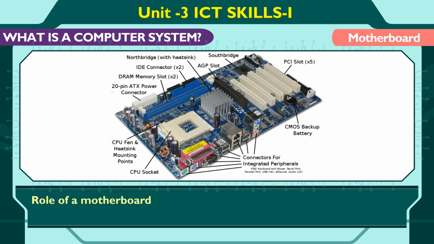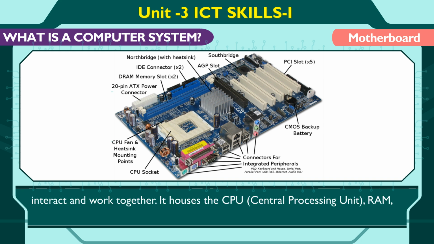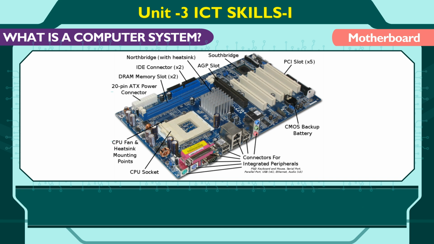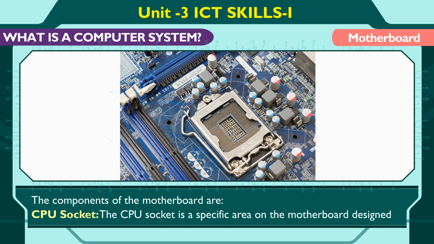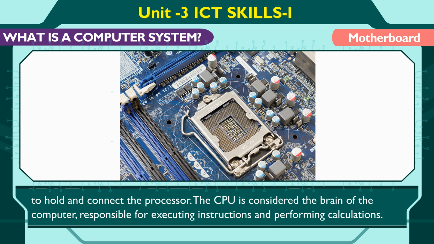Role of a motherboard. The motherboard acts as a platform for all other hardware components to interact and work together. It houses the CPU, RAM, storage devices, expansion slots, and various connectors. The components of the motherboard are: CPU socket. The CPU socket is a specific area on the motherboard designed to hold and connect the processor. The CPU is considered the brain of the computer, responsible for executing instructions and performing calculations.